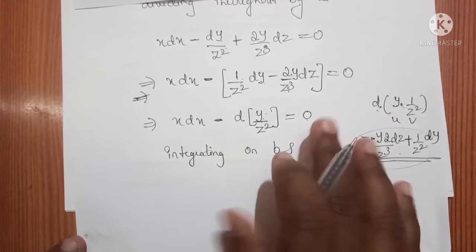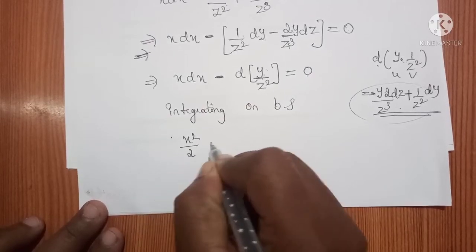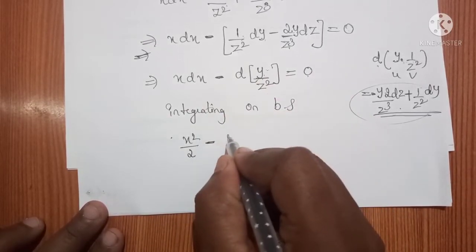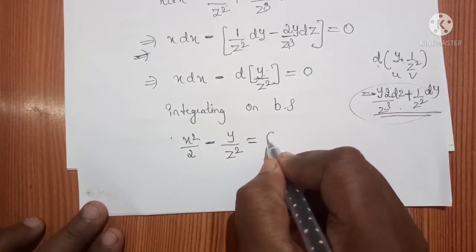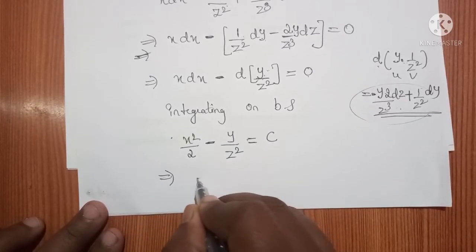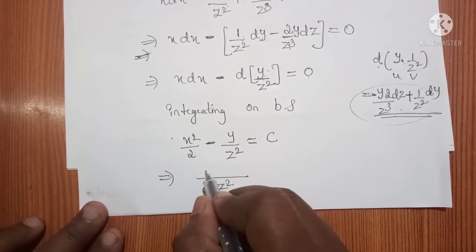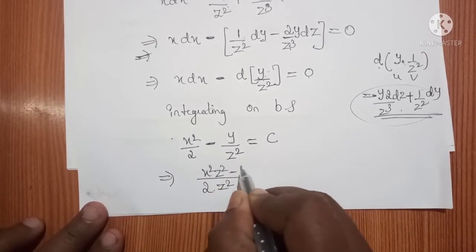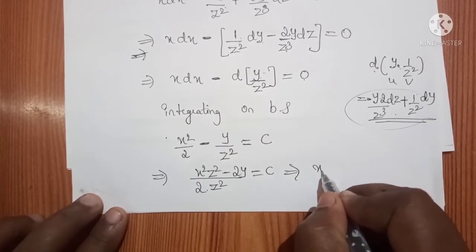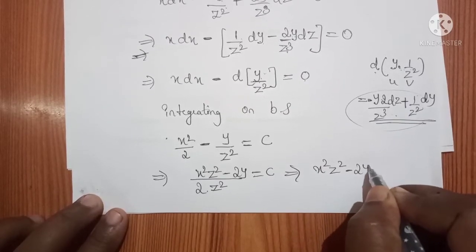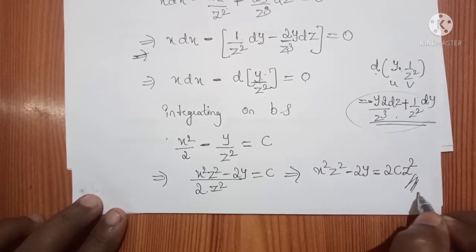Now simply integrating on both sides, we get x square divided by 2 minus, the differentiation cancels, y divided by z square equals integration constant c. Taking 2 z square as LCM, we get x square z square minus 2y equals c, or it can be further written as x square z square minus 2y equals 2c z square. So this is the final answer.